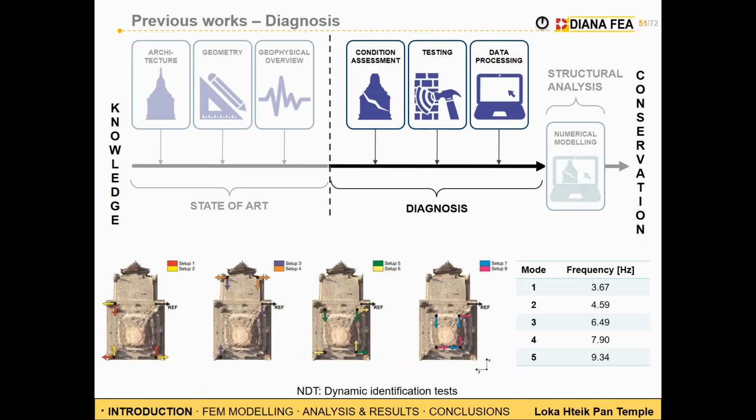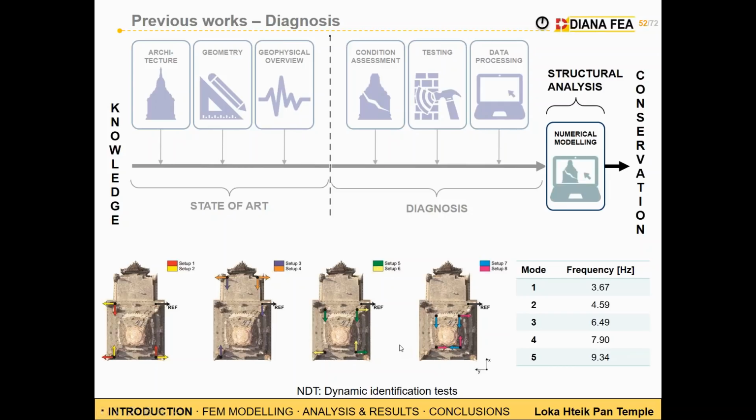The structure is more massive and also more accessible than Carmo Convent, and therefore we could perform more setups. We performed 8 setups along all the terraces of the roof system in Loka Temple, and we achieved the modal frequencies and the modal shapes we wanted to be implemented later in the calibration phase.